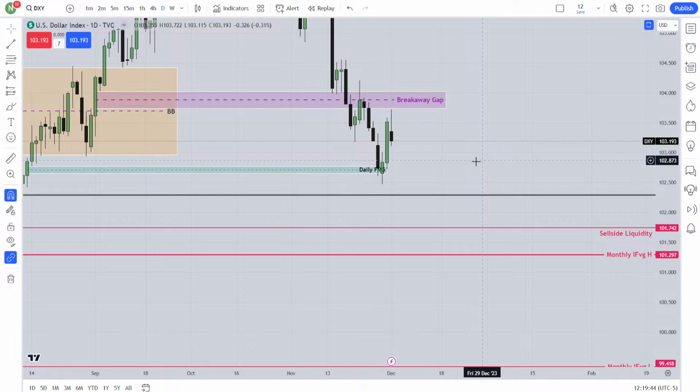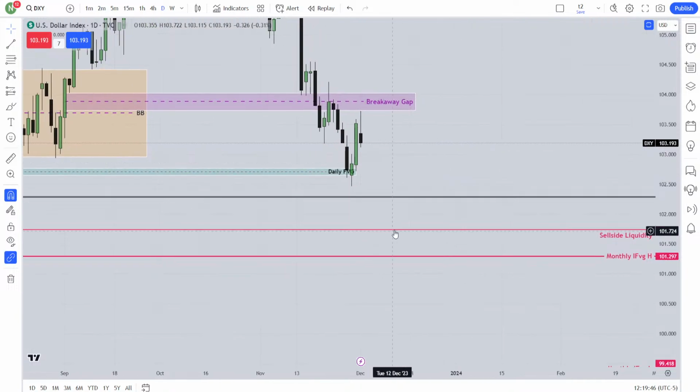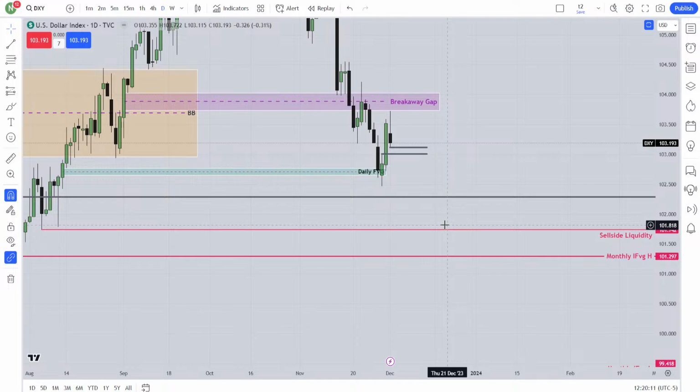When will I be sure that market is going to do that? Look at this fair value gap. It has made this. I will be pretty much sure that market is going to take that sell side liquidity. I will be pretty much sure.